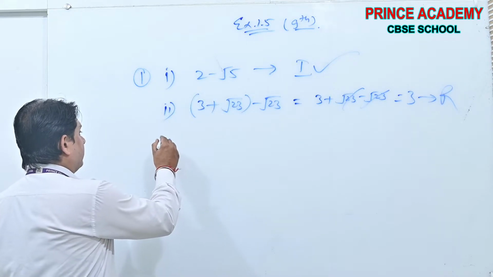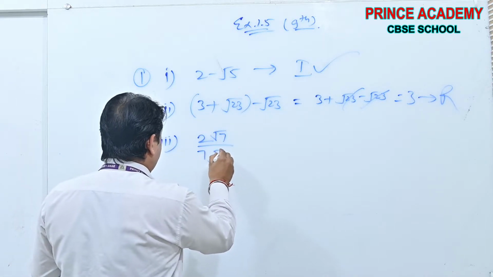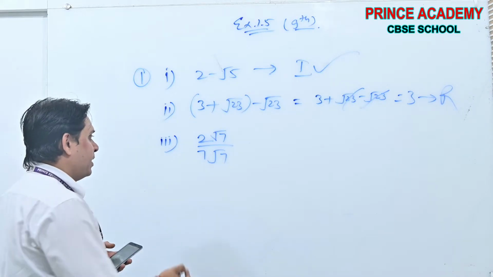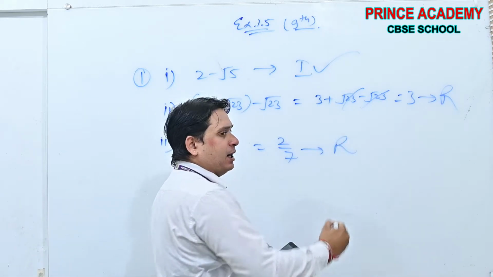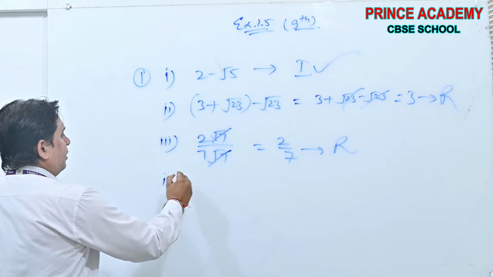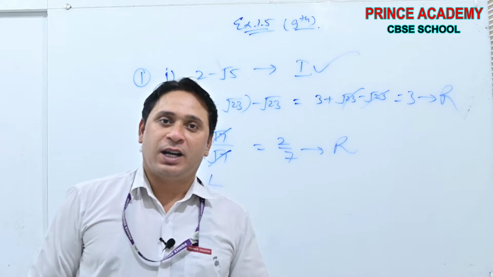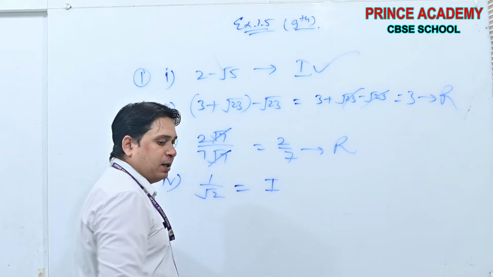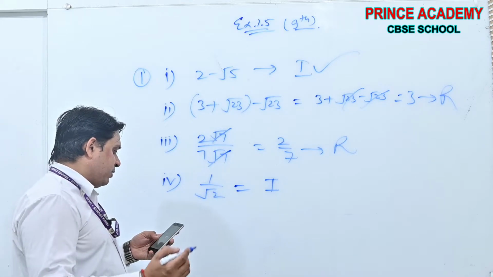Next, third part. 2 root 7 by 7 root 7. Division of irrationals. Cancelled. 2 by 7. Rational. Yes or no? Next part. 1 by root 2. See beta, 1 by root 2. Division between irrational and rational. Irrational. I have given you even examples. The whole of question number 1 will be easy for you.